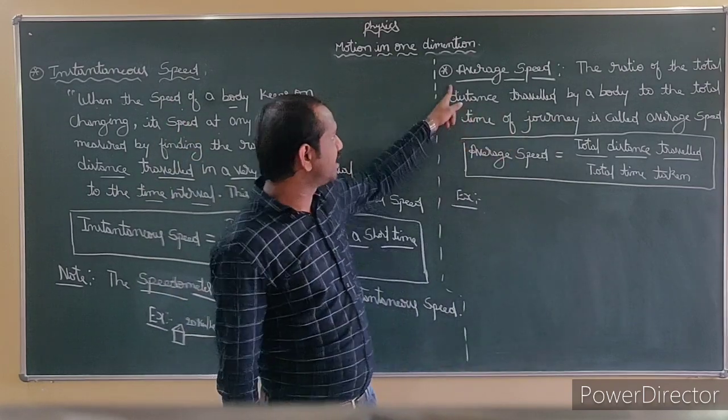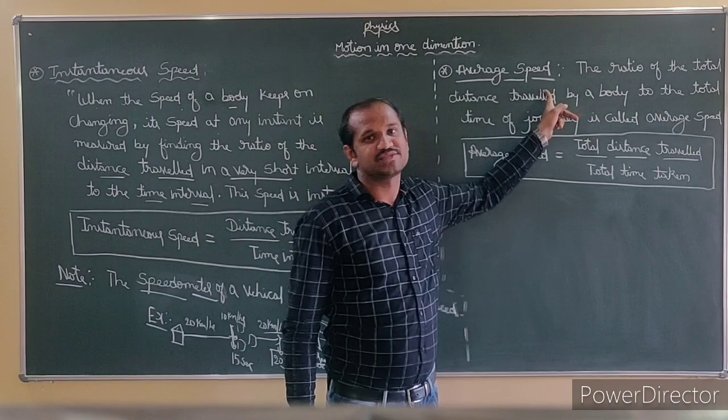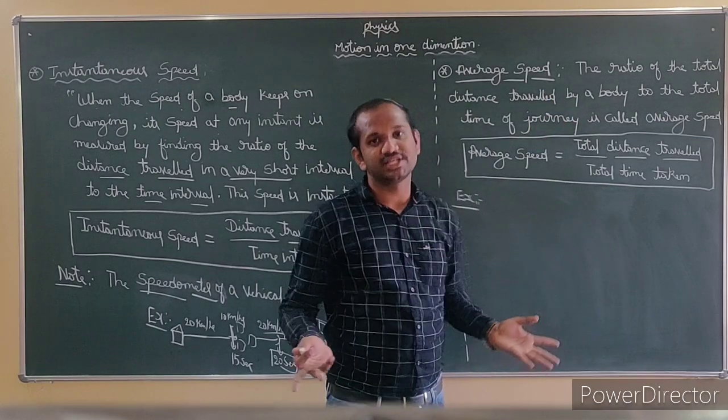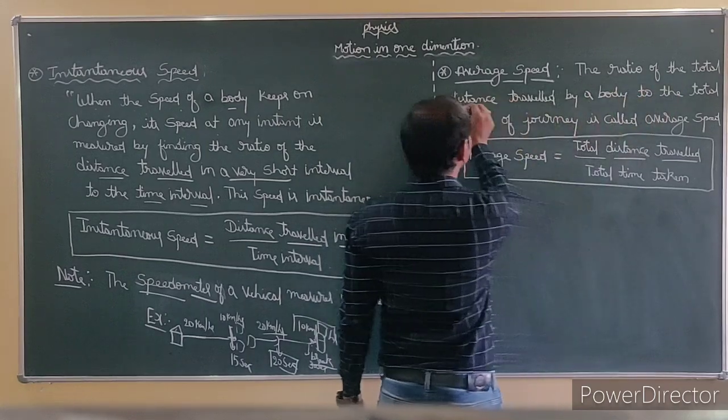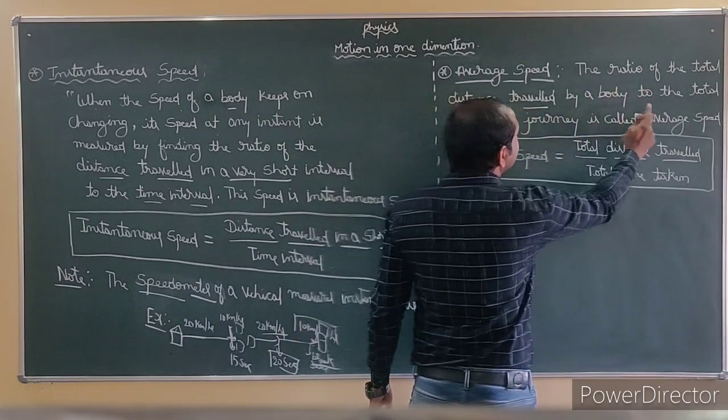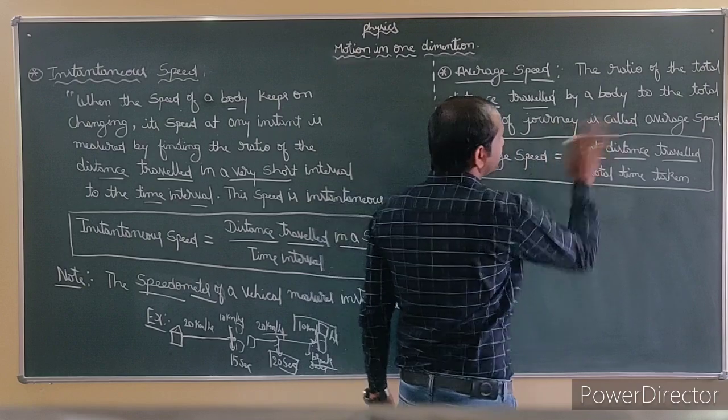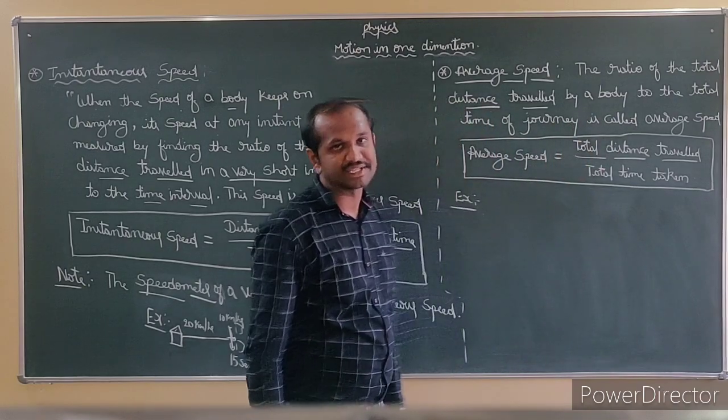And the last type of speed we have is known as average speed. This average speed is very easy. Let us go with that. See, the ratio of the total distance traveled by a body to the total time of the journey is called average speed.